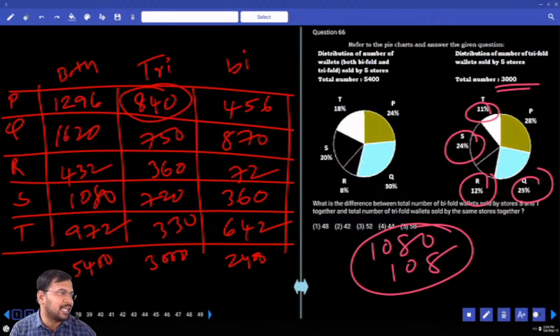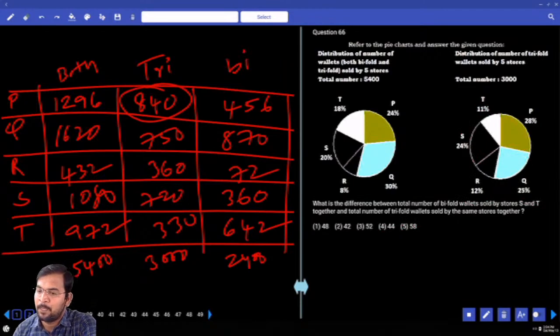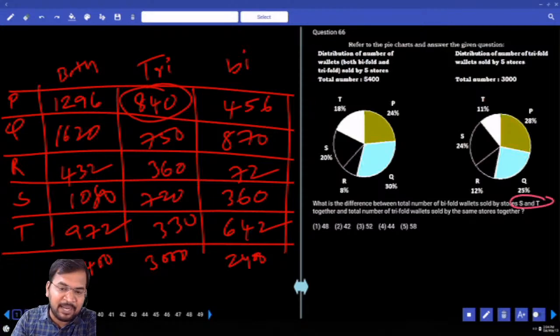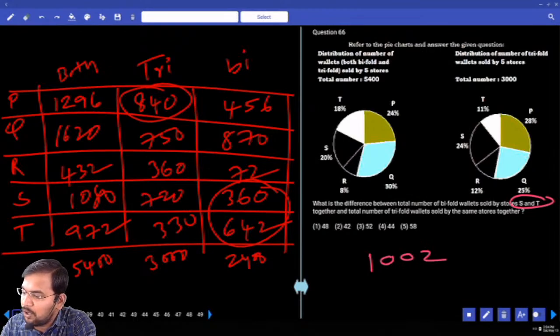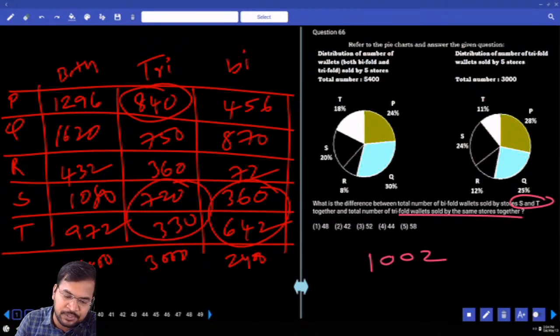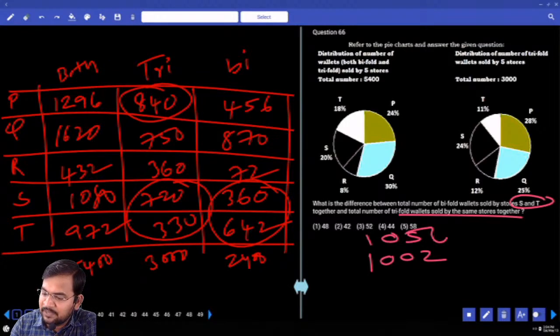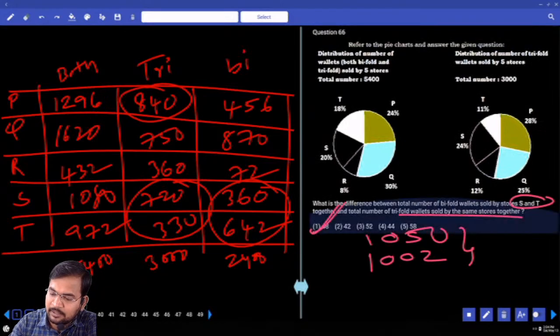So once you fill this data, answers are very easy for you. Yes or not? Now see the first question. What is the difference between the total number of bifold wallets received by stores S and T together? S and T together, bifold. This one only. 1000, 1002. And trifold, same stores. 1000, 1000, 1050. Difference is 48.